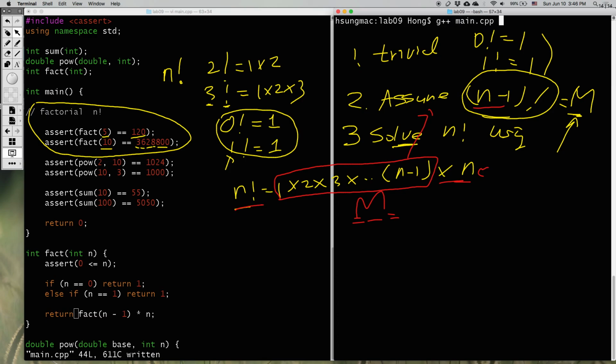So let's compile the program and then run. Then minimally those two assertions are satisfied. So we have completed the factorial function design recursively.